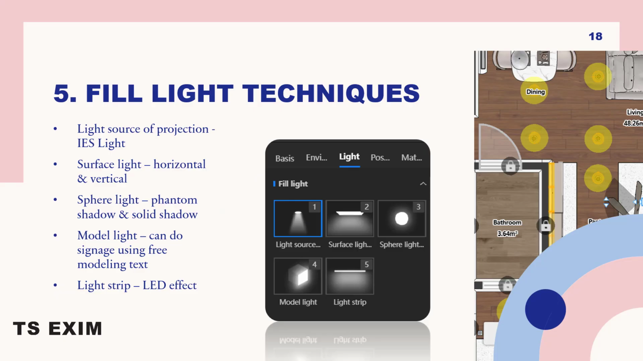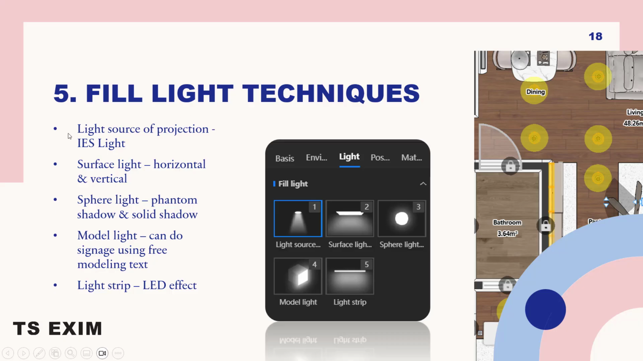Okay, so next topic is fill light techniques. As you know, we have 5 types of fill light in render. Okay, the first one is light source. This one is for a downlight effect. Okay, second one is surface light. This is the rectangle shape fill light, and we have sphere light. Okay, this one model light, and last one is light strip.